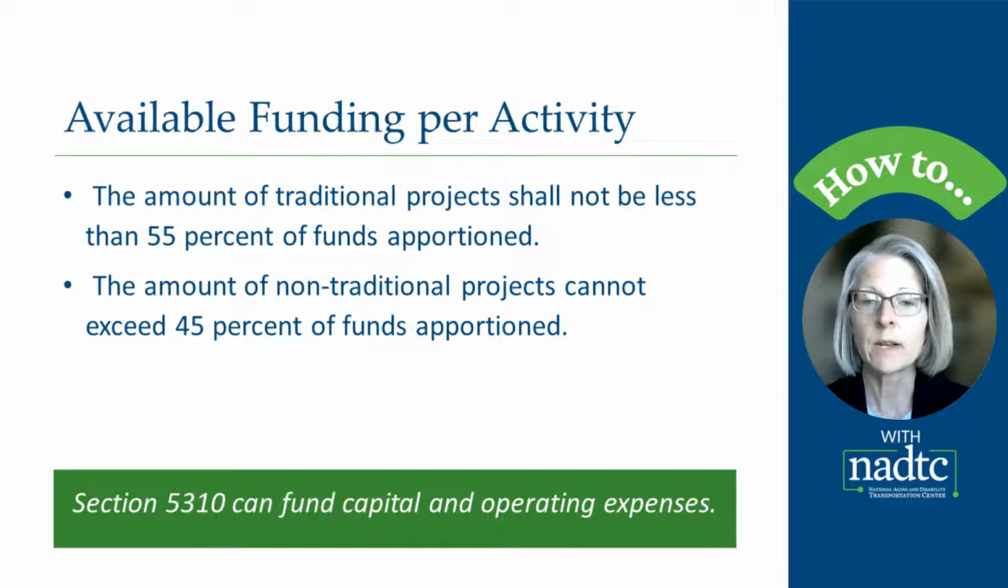The amount of funding available for capital projects, also known as traditional projects, shall not be less than 55% of the funds apportioned to the recipient under this section. This means that no more than 45% of a recipient's apportionment can be used for non-traditional or other Section 5310 funds.